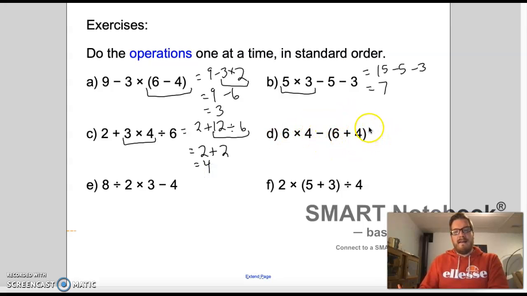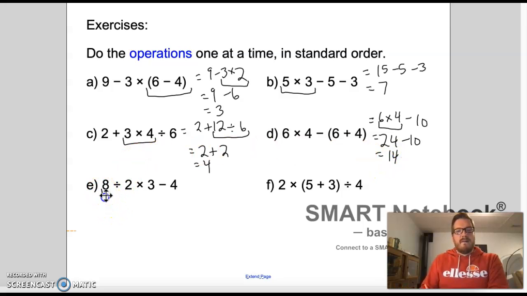Over here, there's brackets that get done first. So that's going to give me 6 times 4 minus 10. Now I have multiplication and subtraction. Multiplication gets done first because of the rules that I'm learning about. So that's 24 minus 10, and that's going to equal 14.